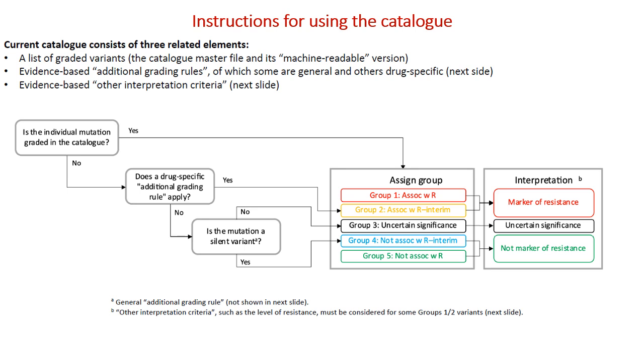If the mutation is not in the catalog, the user needs to check whether any additional grading rule applies. If the answer is yes, again, the mutation is assigned to the different groups. If not, a third question is whether the mutation is a silent variant. If the answer is yes, this is interpreted as not associated with resistance. If the answer is no, then it is a mutation with an uncertain significance.